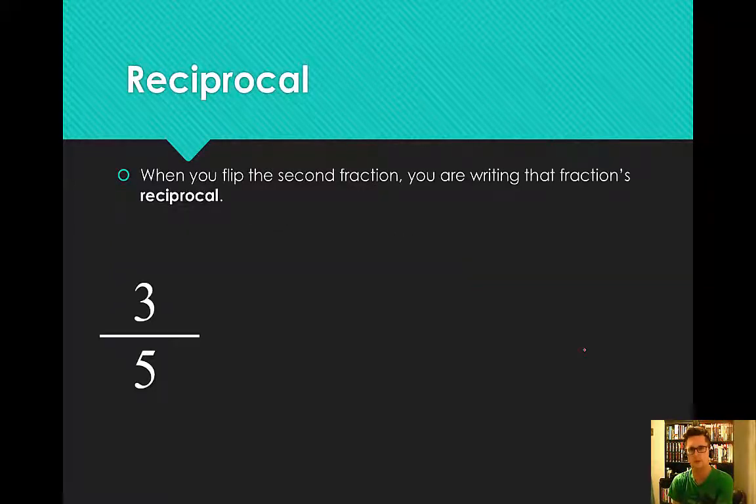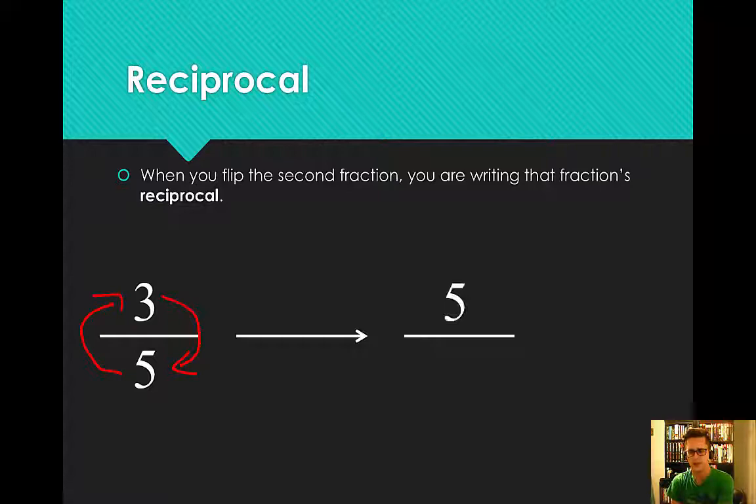So to find the reciprocal, we take a number or a fraction like 3/5 and we flip it over. So the numerator becomes the denominator and the denominator becomes the numerator. So how does this look? Well, just like this. So 3/5 becomes 5/3.